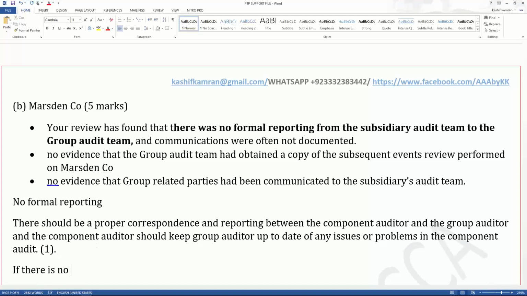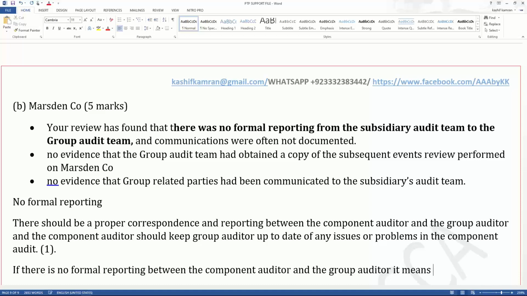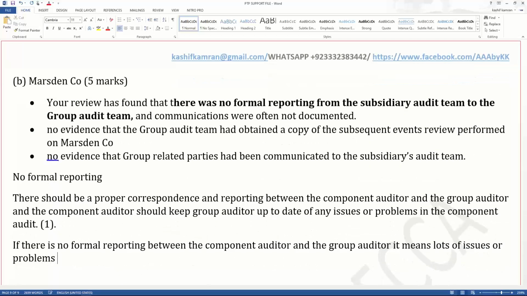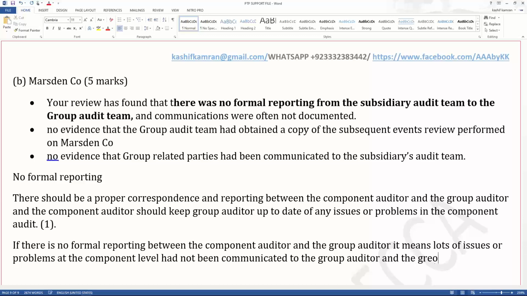If there is no formal reporting between the component auditor and the group auditor, it means lots of issues or problems at the component level had not been communicated to the group auditor, and the group auditor could be unaware of the issues at Marsden company, as it is a significant subsidiary.